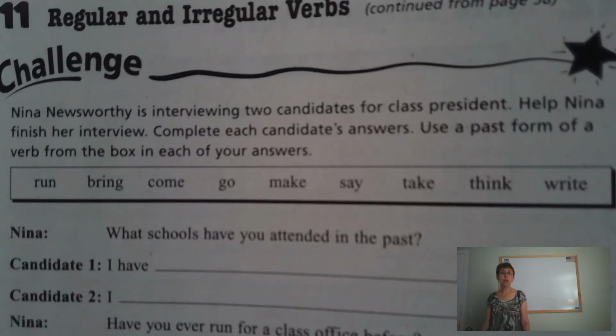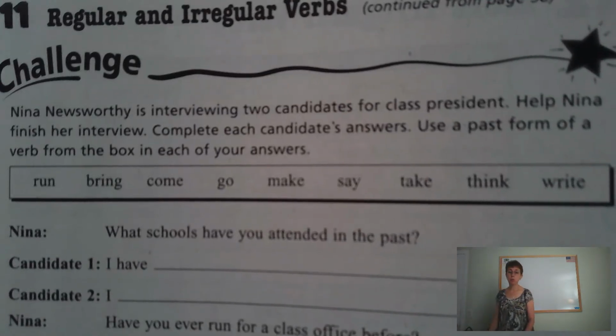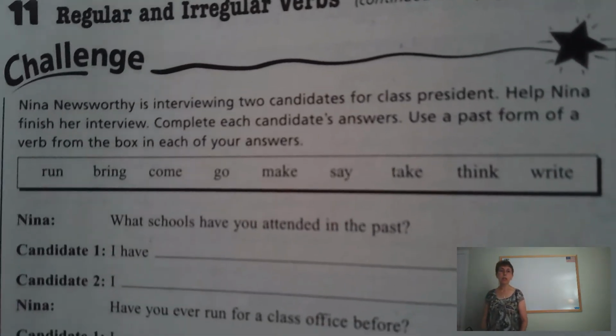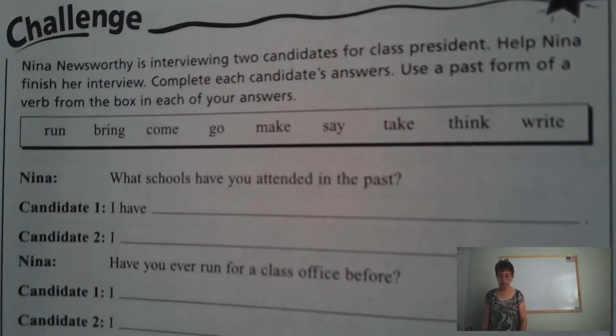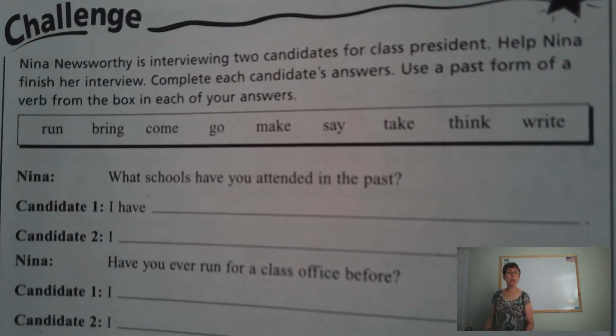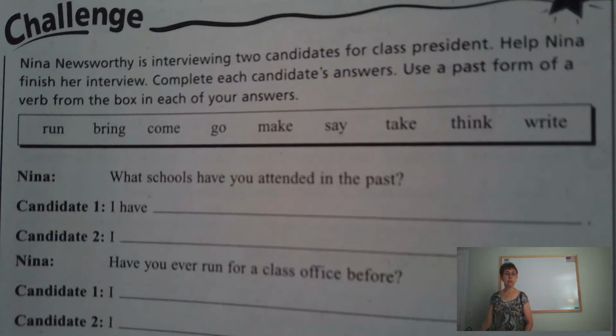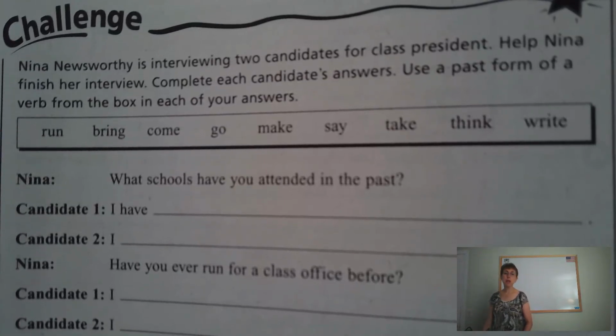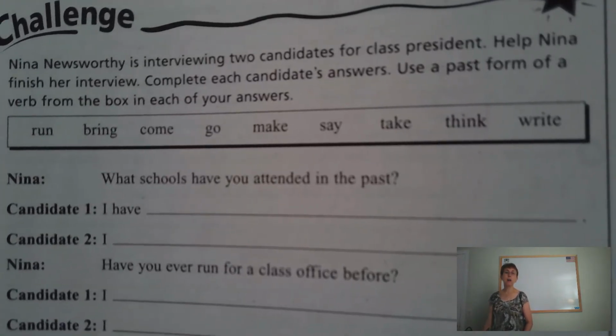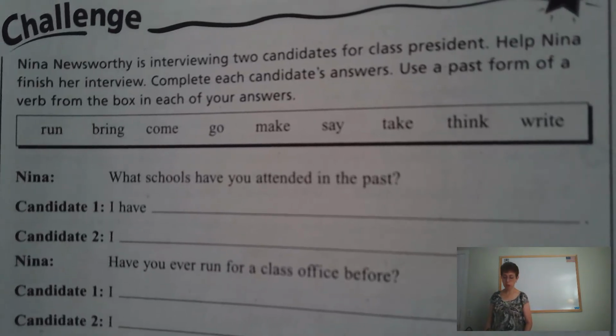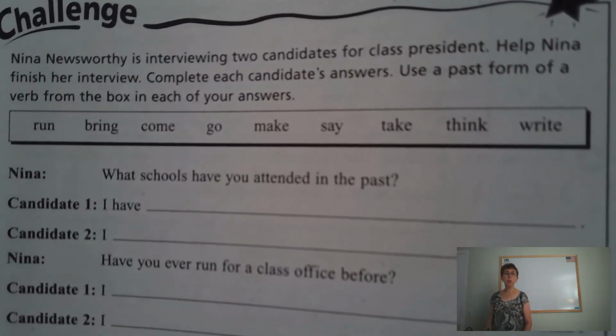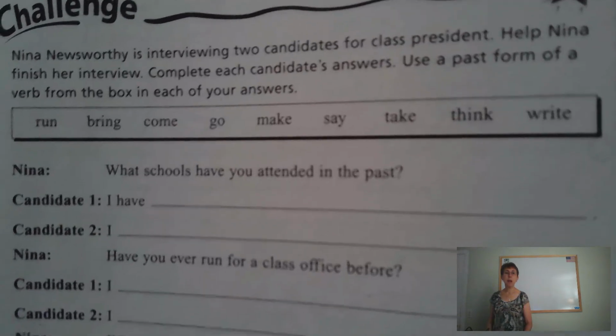These verbs here are currently written in the present form. You need to use a past form for these verbs. You're using past form to complete these answers. Let's take a look. So we have Nina Newsworthy, who has something that she says, and then there are 2 candidates, and each of those has an opportunity to respond to her question. So her first question, what schools have you attended in the past?